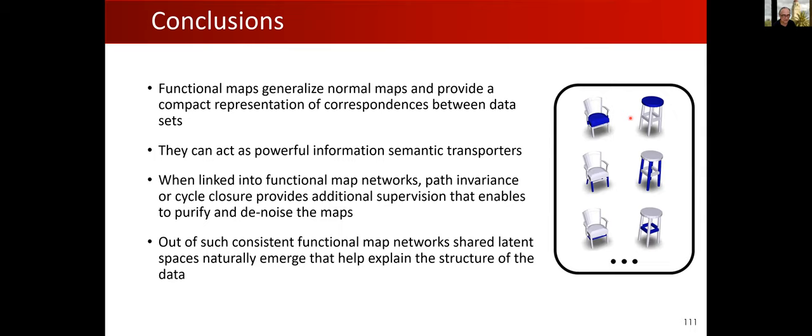And finally, out of such consistent functional map networks, we get shared latent spaces that seem to capture semantic structure in the data in completely unsupervised ways.